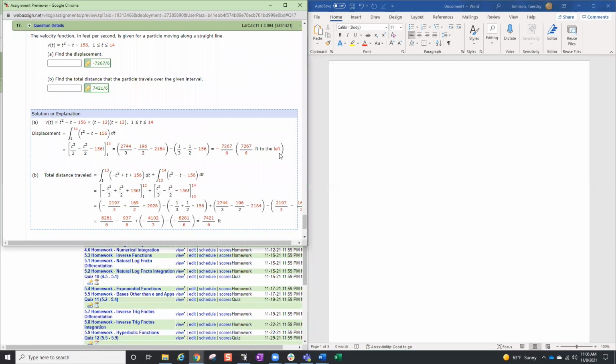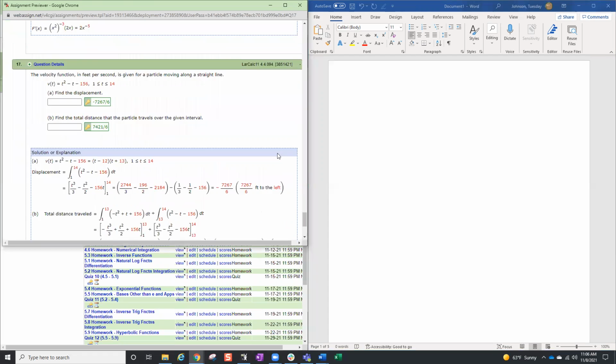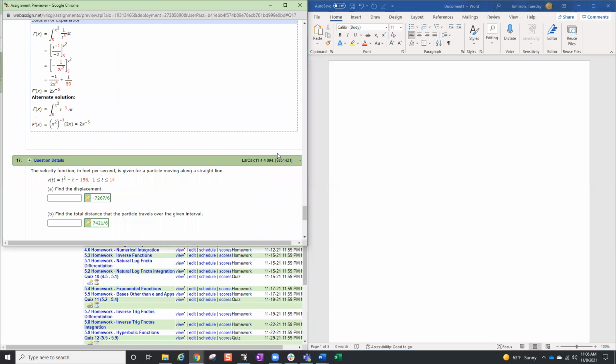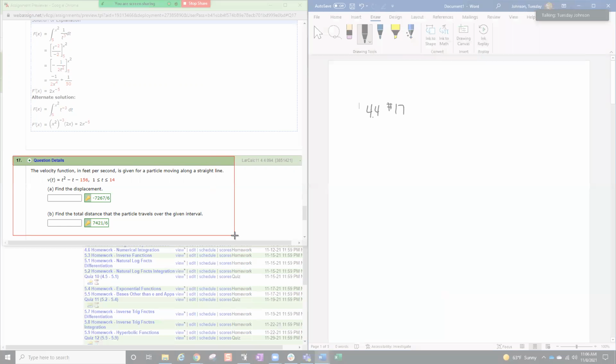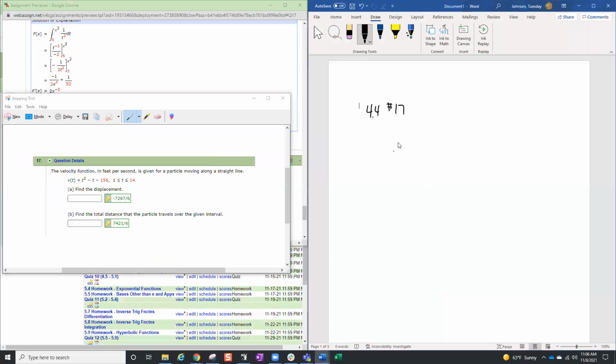Number 17. Okay, so I'm going to hide that answer. We're going to talk through it as we look at the answer. All right, here we go. 4.4, number 17. I'm going to copy this problem in here. So we have the answers. Isn't that handy?